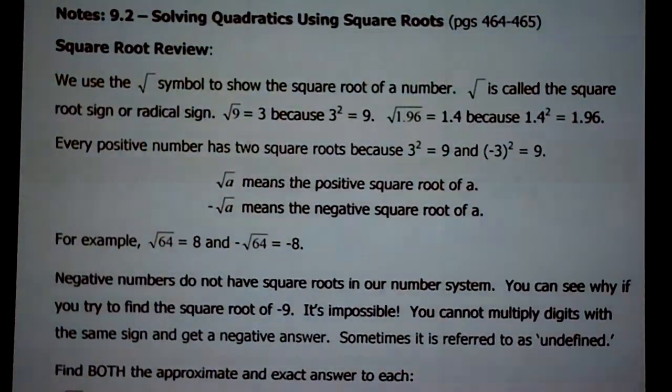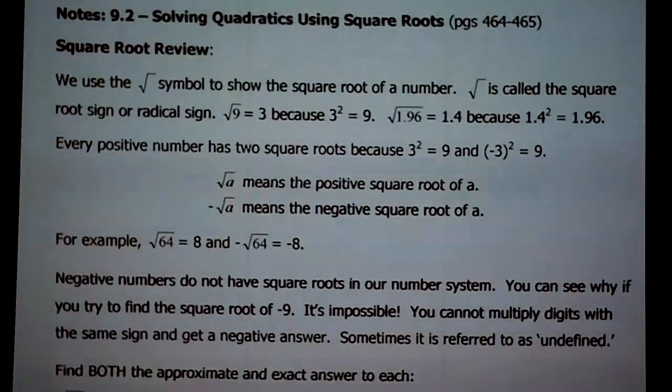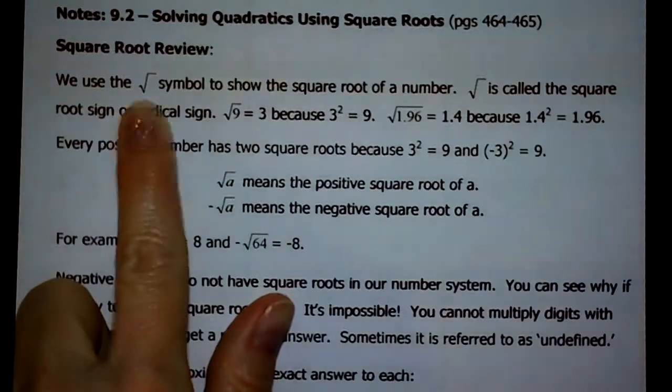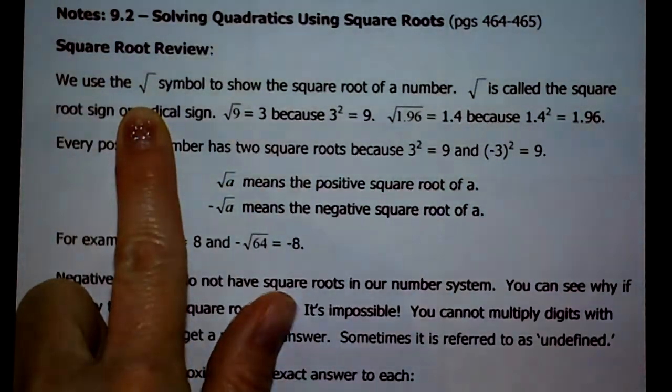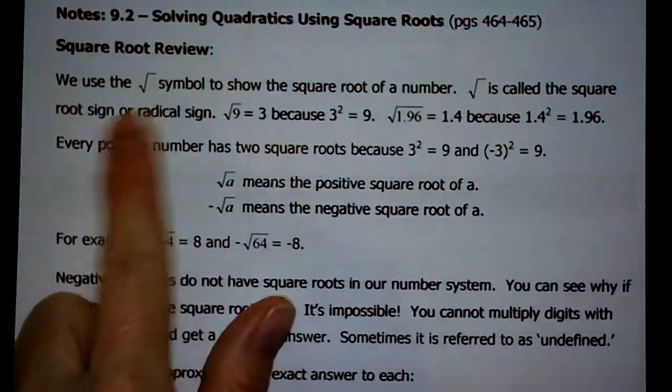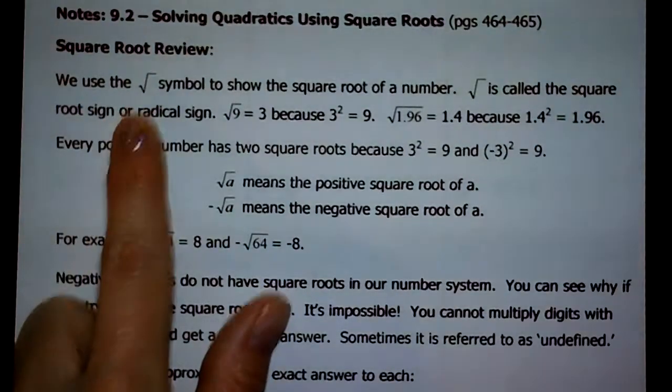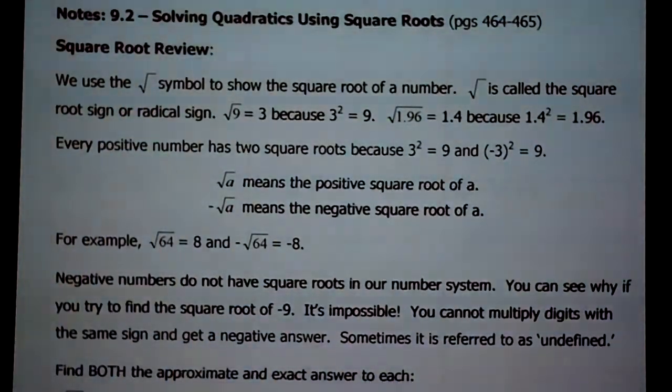It's time for yet another way to solve a quadratic equation. And today we're going to talk about how to solve a quadratic equation using square roots. So to start off, just a little review of square roots. We use this symbol to show the square root of a number. It's called the square root sign, or we call it radical sign, which I prefer because radical is just radical.